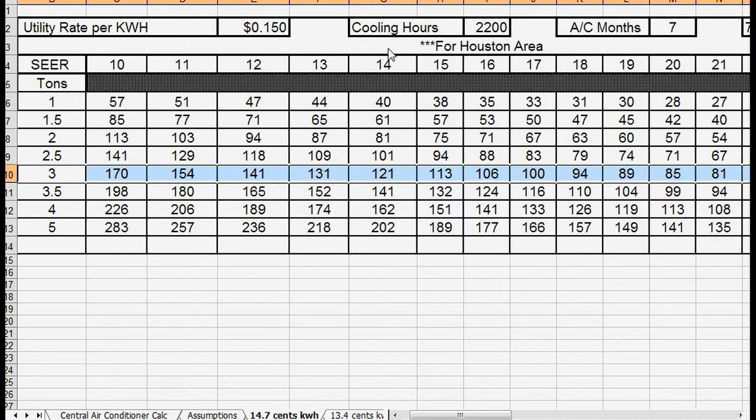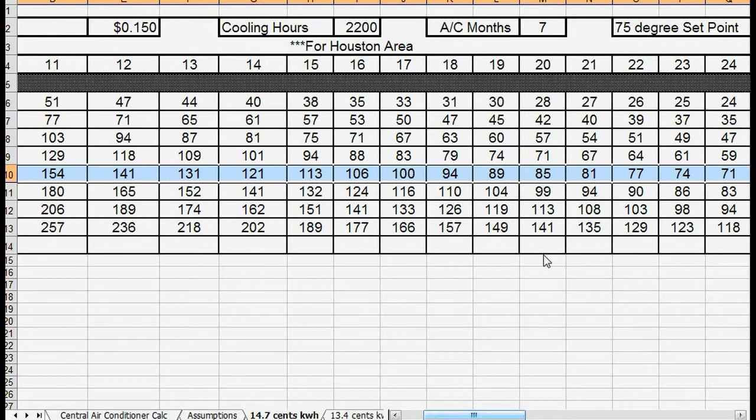Now, if you live in a northern climate or some other climate outside the Houston area, this chart really won't work, because this is based on 2,200 cooling hours. Our air conditioning months can be anywhere from 7, 8, sometimes 9 months that we're running the air conditioner in this climate. It's also based at a 75-degree set point, which is up here. And the reason why that's important is that if you set it lower than that, typically it's going to be higher.